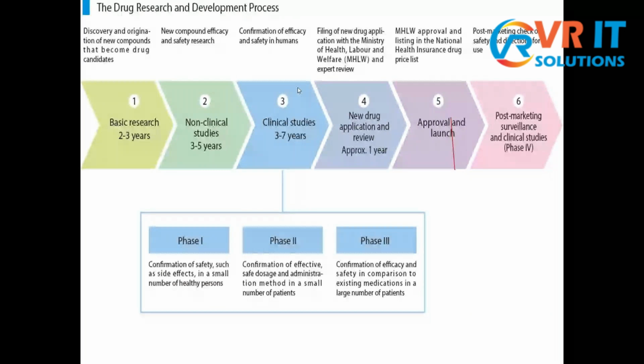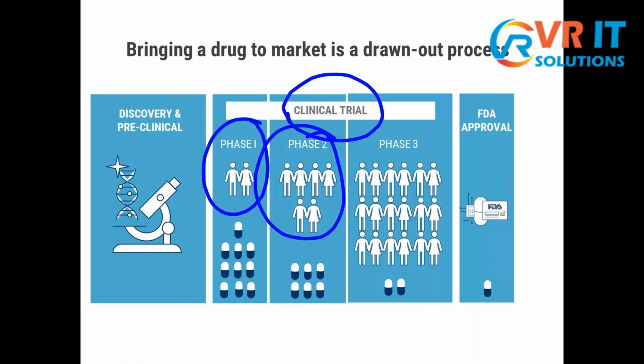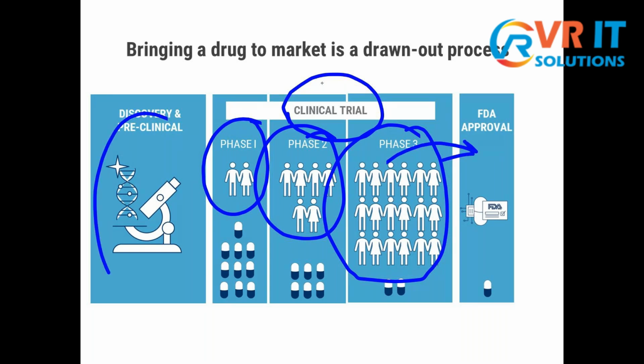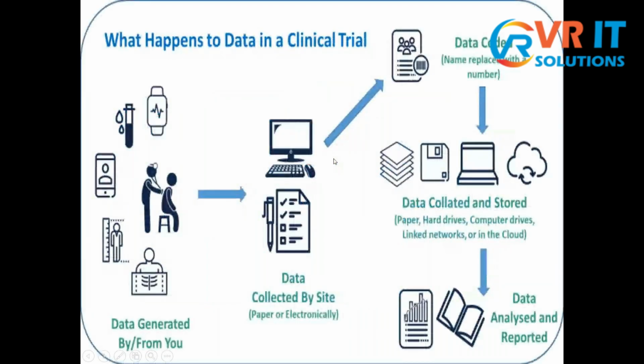Now let us understand. This is a pictorial representation of what I have told just now. Clinical trial: in phase 1, a small number of subjects. Phase 2, some more people are added. Phase 3, a few more people are added. Then the drug will go for approval. This is the preclinical trial in the lab or on animals. Clinical trials are conducted and then they go for approval from FDA.